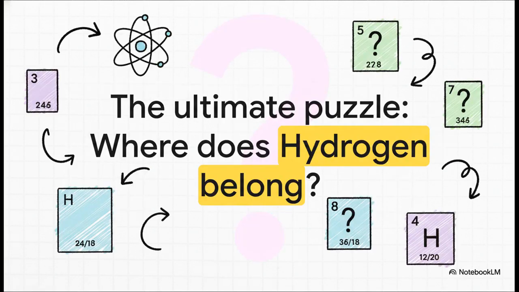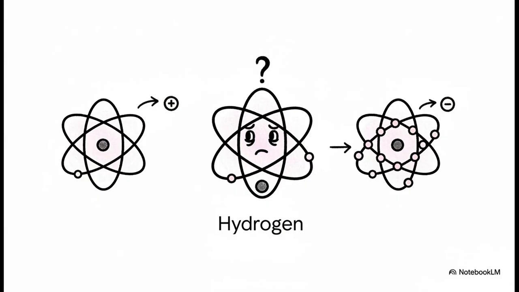But maybe the biggest puzzle on the entire map is the very first element, hydrogen. It is so unique that chemists to this day still kind of debate where it truly belongs. Okay, so here's the dilemma. On the one hand, hydrogen has one outer electron, just like the Group 1 alkali metals. So, okay, maybe it belongs there.